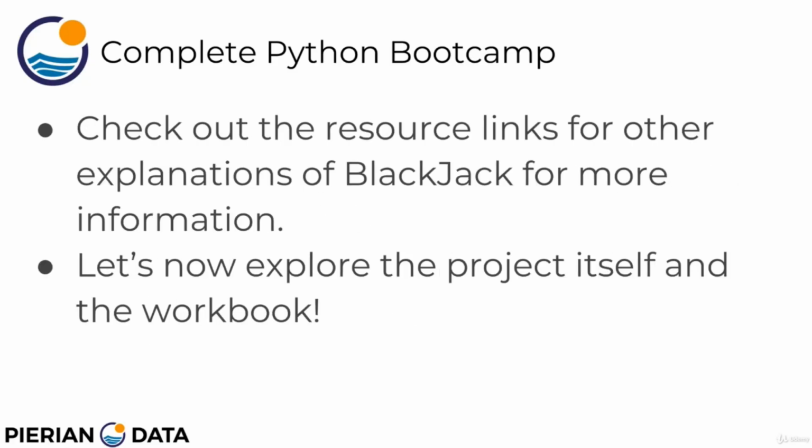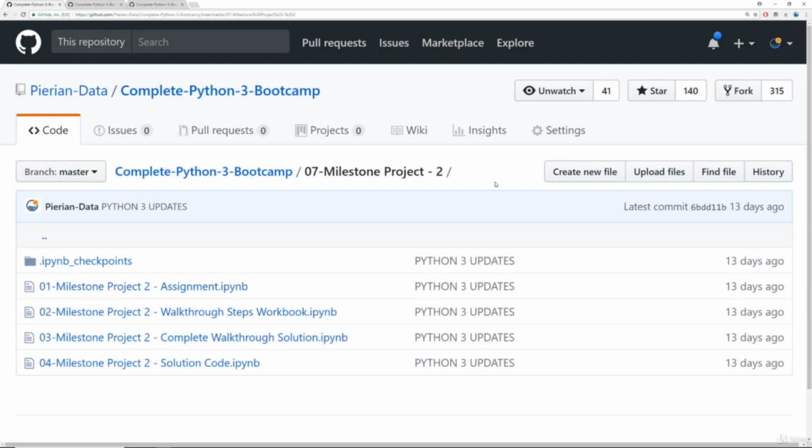You can check out the resource links for more explanations of blackjack and more information on that. But what we're going to do now is explore the project itself and the workbook. Let's get started by jumping over to that repository. Okay, so here we are at the repository. If you go to Complete Python 3 Bootcamp, you should see a folder that has the Milestone project.